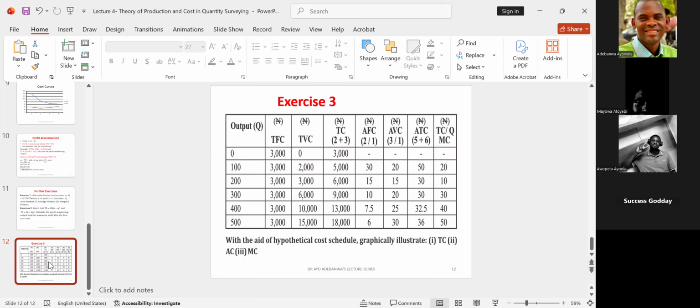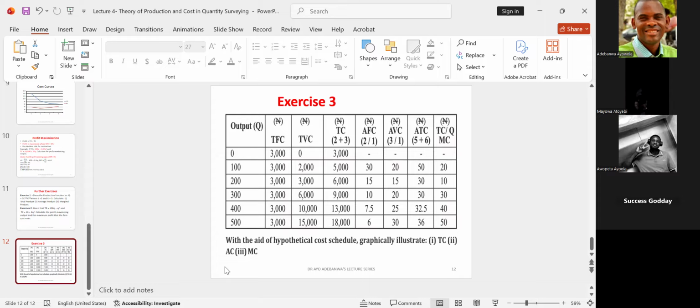So with that figure, you can plot each of the curves. You can plot total cost, you can plot marginal cost, you can plot average cost. Now that's where we're going to stop.